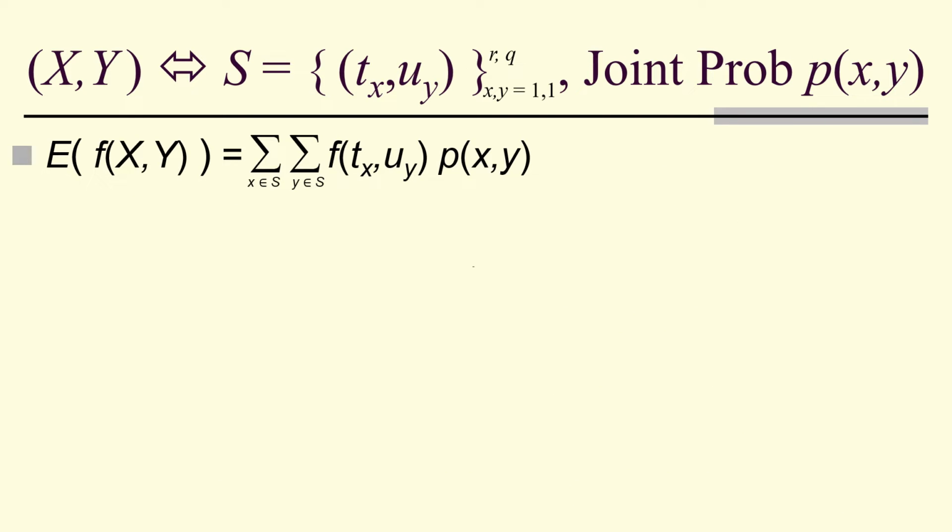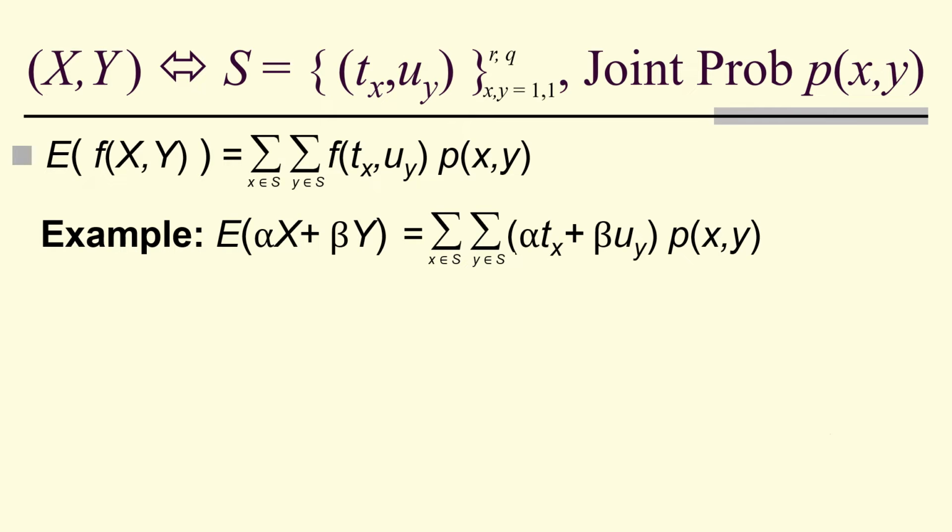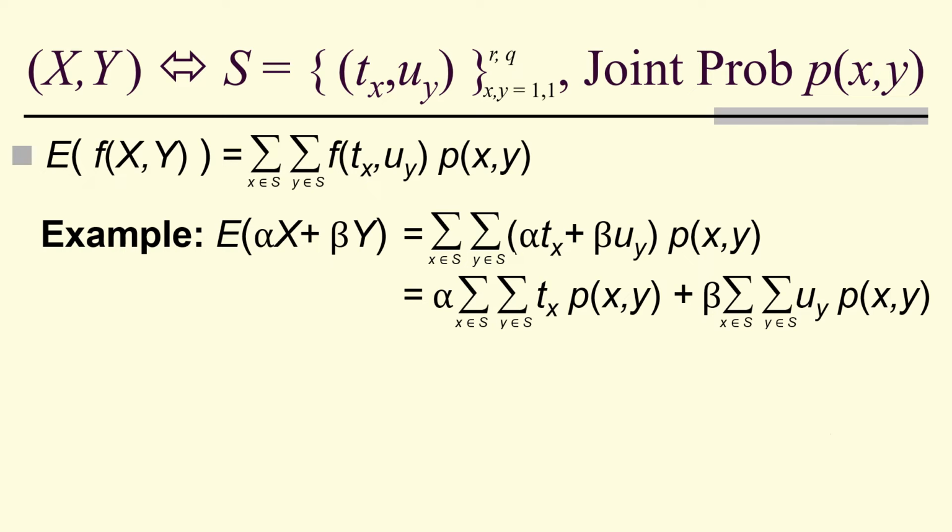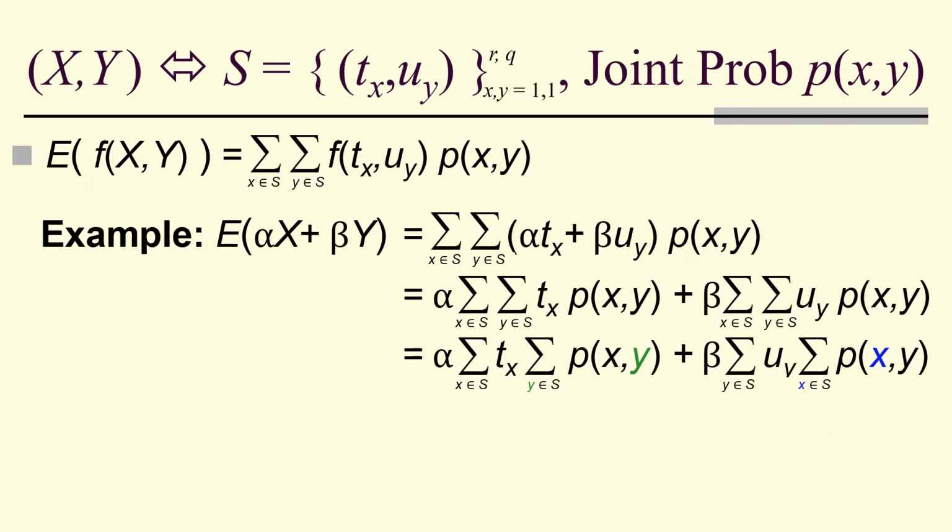Now, joint probability. If we have two variables, the expected value is defined, but now we have to use two sums just because we have two indexes. Let's go back to our linearity property. We actually have a joint probability because we have two variables, x and y, but then we can split this into two different sums and regroup.